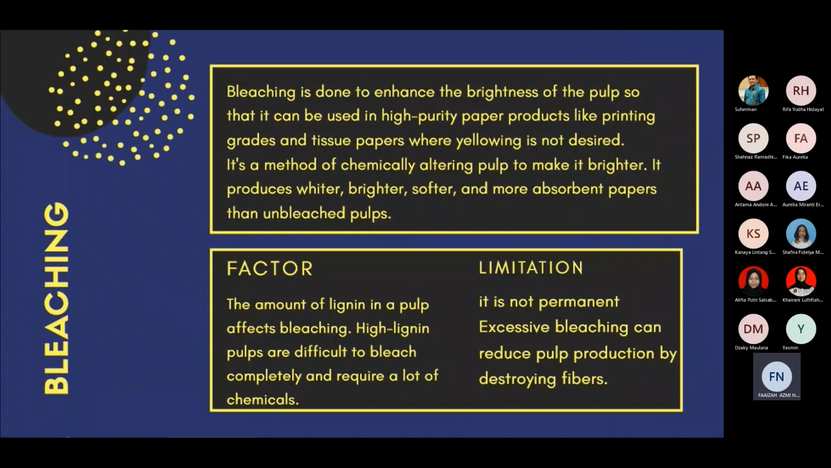Bleaching. Bleaching is done to enhance the brightness of the pulp so that it can be used in high purity paper products like printing grades and tissue paper where yellowing is not desired. It is a method of chemically altering pulp to make it brighter. It produces whiter, brighter, softer, and more absorbent papers than unbleached pulps. A factor that can affect bleaching is the amount of lignin in the pulp. High lignin pulps are difficult to bleach completely and require a lot of chemicals. However, the effect is not permanent, and excessive bleaching can reduce pulp yield by destroying fibers.